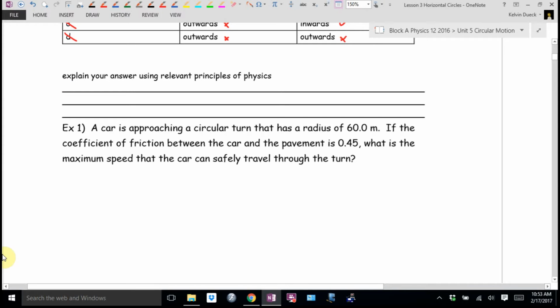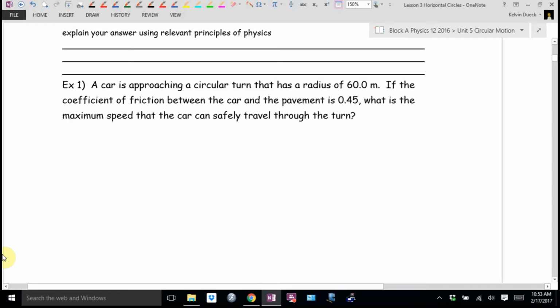Okay. So I'm not going to do an explanation. Instead, let's do some calculating. A car is approaching a circular turn that has a radius of 60 meters. If the coefficient of friction between the car and the pavement is 0.45, what's the maximum speed that the car can safely travel through the turn? There's a bit of a problem here, and part of the problem is how do we draw this?